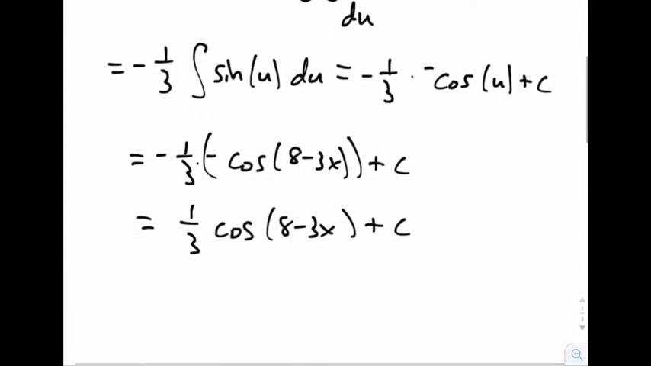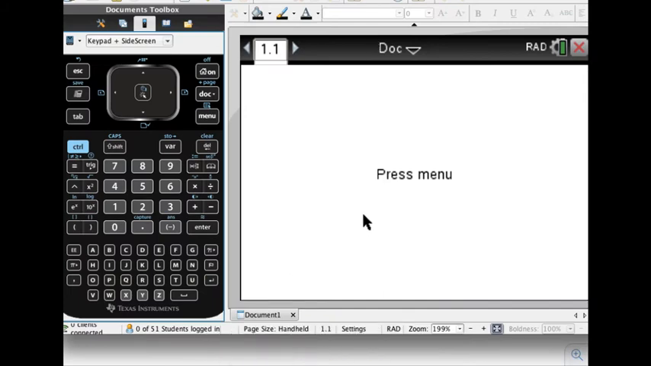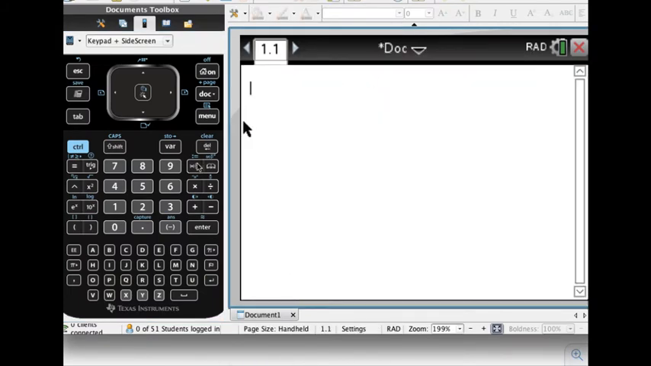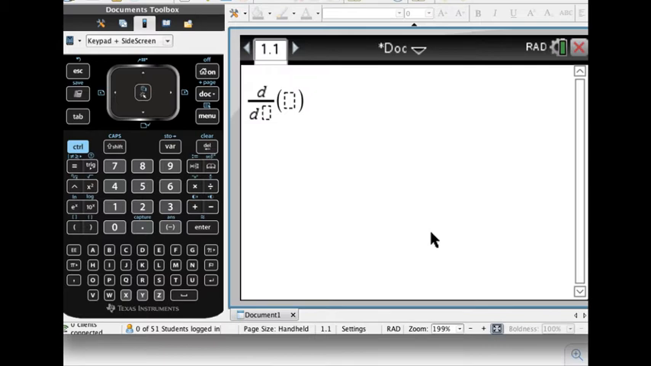And if you recall in class, we were trying to check this with the computer algebra system, and it appeared like there was a problem, but in reality there really isn't. Let me show you what I mean. So let me add a calculator page here, and let's take the derivative with respect to x. I've got 1/3, put a fraction in here.